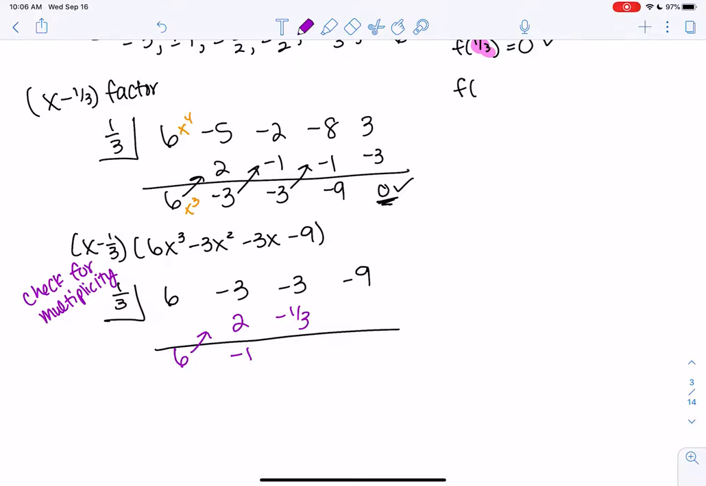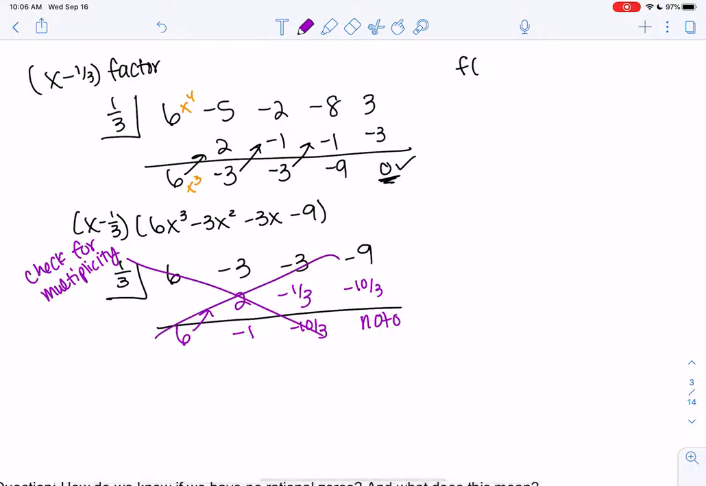Negative 3 minus 1/3, what's that? 10/3. And then we get negative, okay, this is not a 0. Whatever this is, right? This is not 0. So 1/3 does not have multiplicity. So we'll have to find another one.